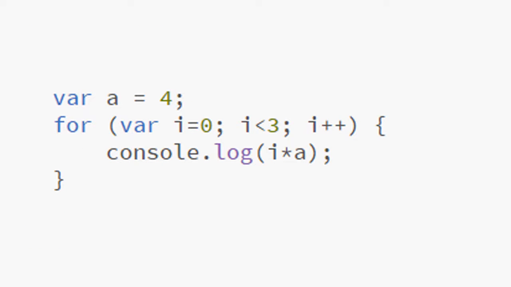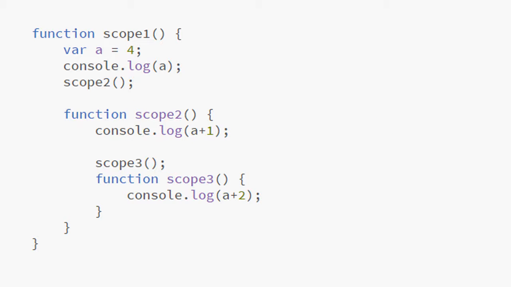Scope isn't just declared using functions. Loops and if statements also declare their own scope. As a general rule, the use of curly brackets indicates the boundaries of a new scope. Scope can also be used to hide functions. Here, the function scope3 cannot be seen from the function scope1. It is effectively hidden.